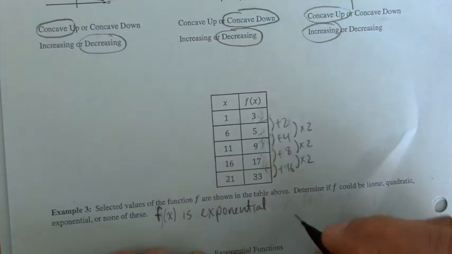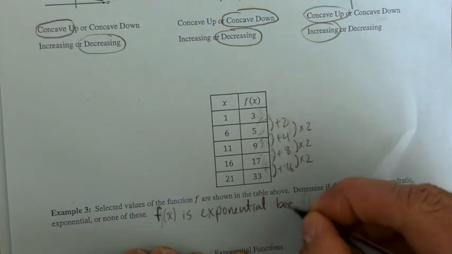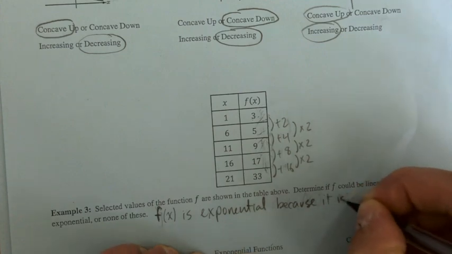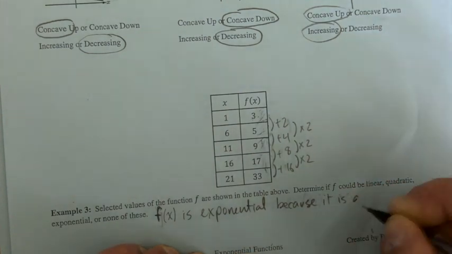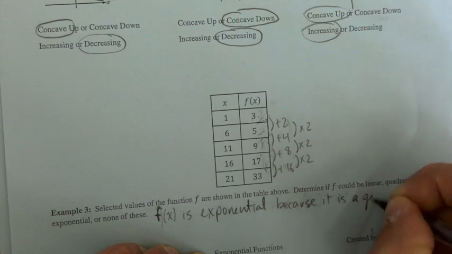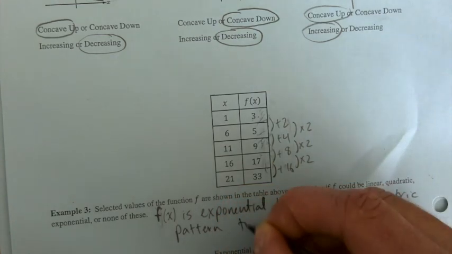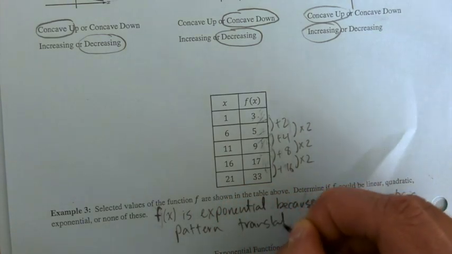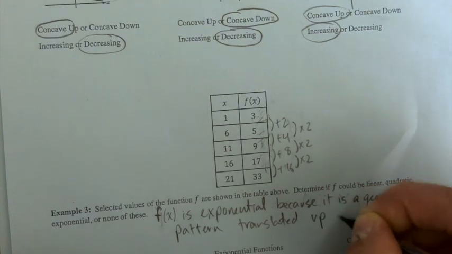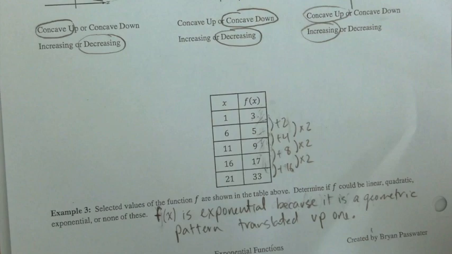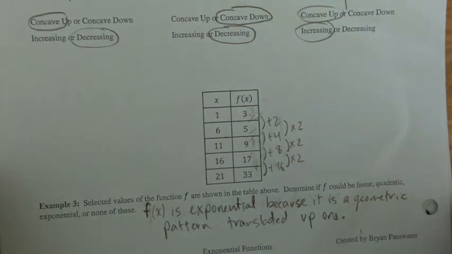So, in this case, you would say f of x is exponential because it is a geometric pattern translated up 1. If at any point you find that multiplication, you know it is geometric.